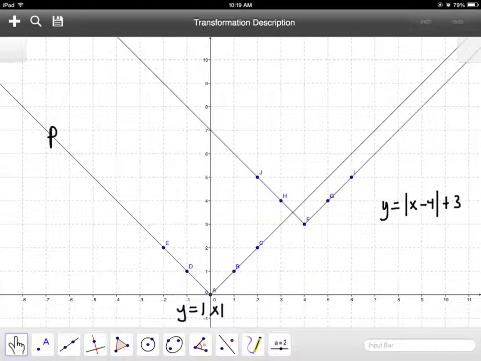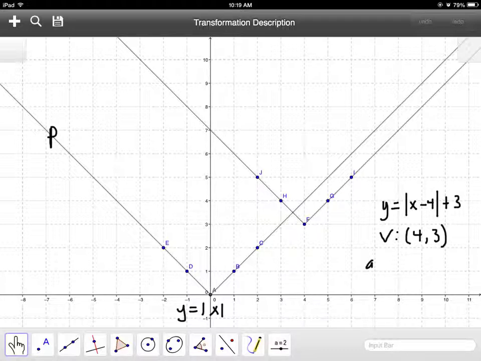All right, now you'll notice here on this next example, I have the parent function. It's got a letter P on it. This is the parent function right here of y equals the absolute value of x, and I've labeled it right here. Again, I've given you an equation: y equals the absolute value of x minus 4 plus 3. So if I were to graph this, this would have a vertex of the ordered pair 4, 3.